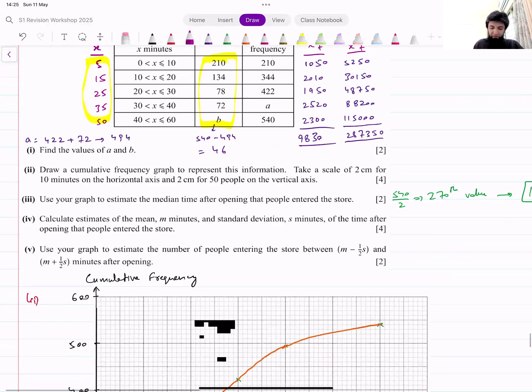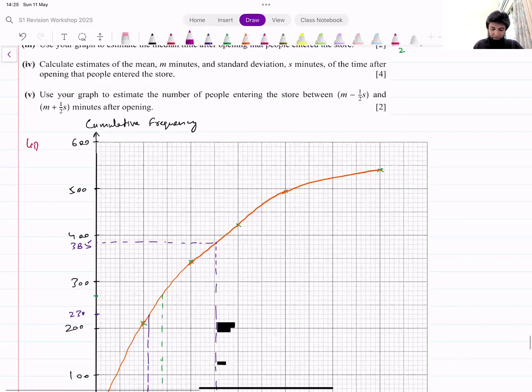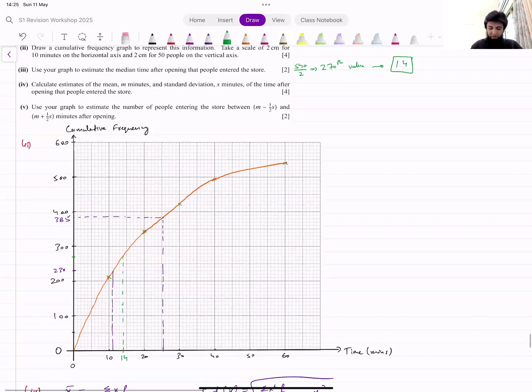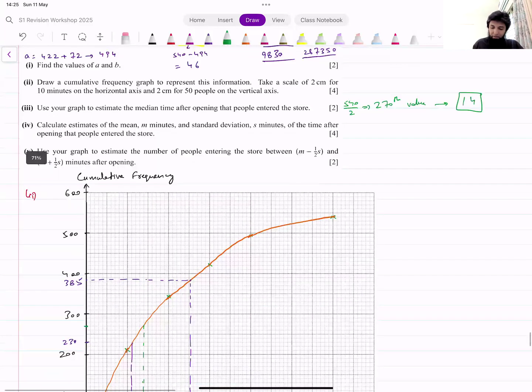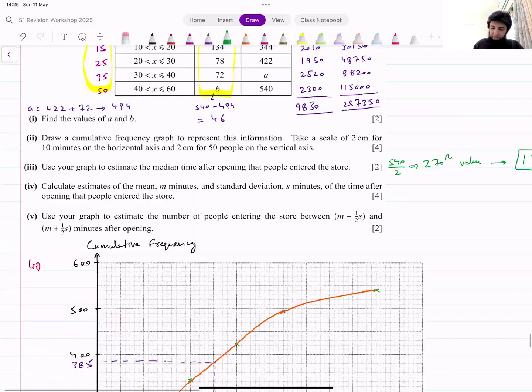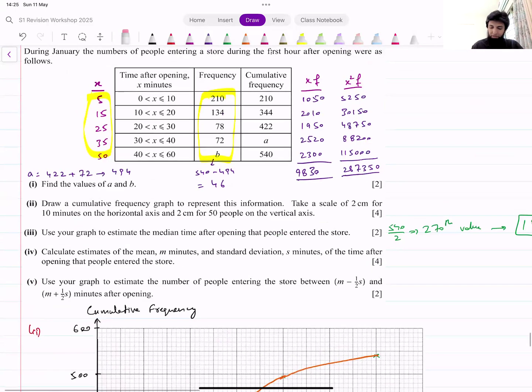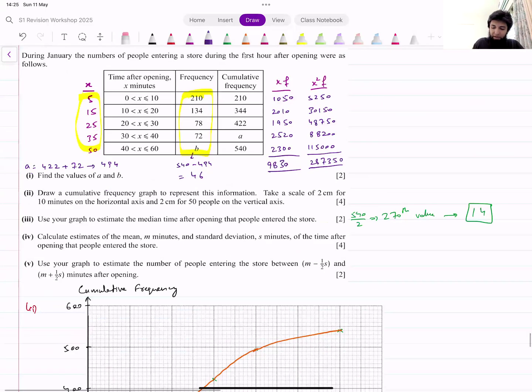The total number of values was 540. 540 divided by 2, that's 270. You can find the corresponding value to 270, and that will be the median. So the first three parts are fairly straightforward. What about part 4? Calculate the mean and standard deviation. You've got this information that's also fairly straightforward. You've got midpoints. You can find xf, x square f, and find the mean and standard deviations from that.